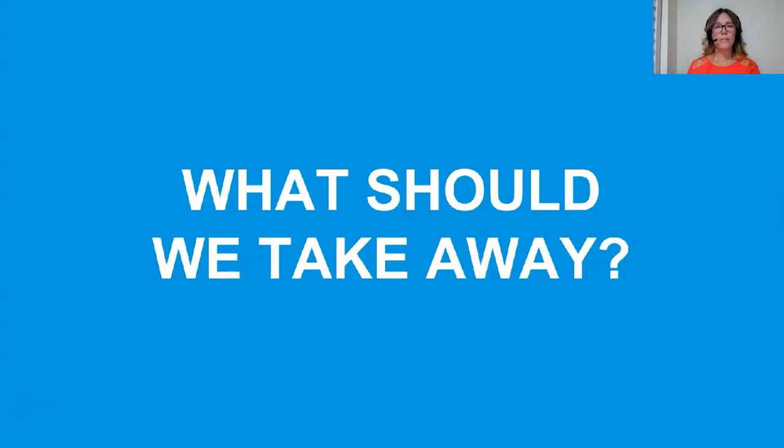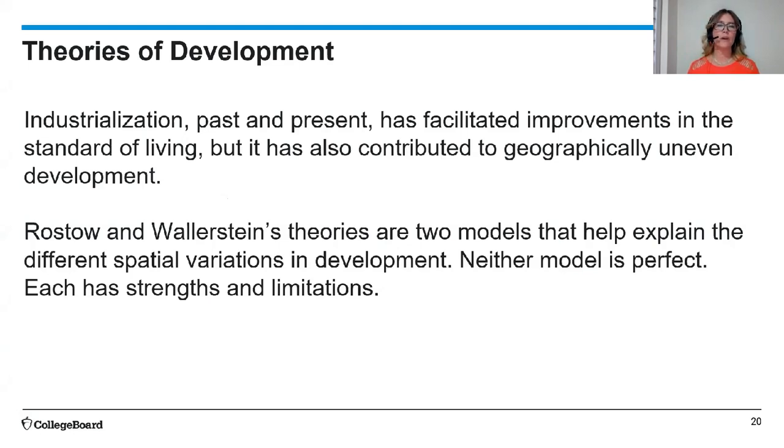So what should we take away? We should know that Rostow and Wallerstein are just two theories that help explain why there are different spatial variations in development. Neither model is perfect. Each one has strengths and they have limitations.